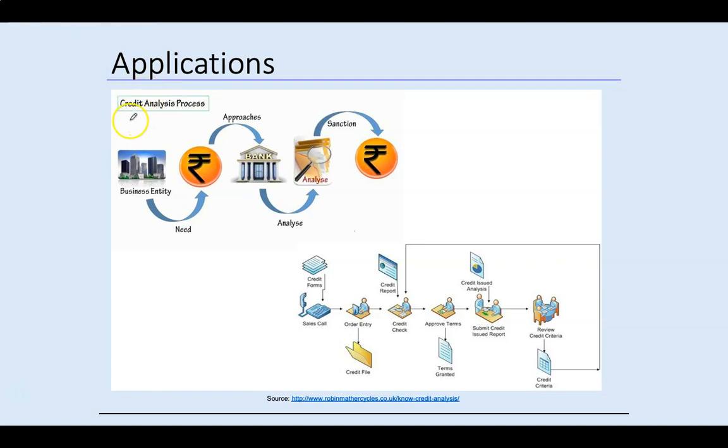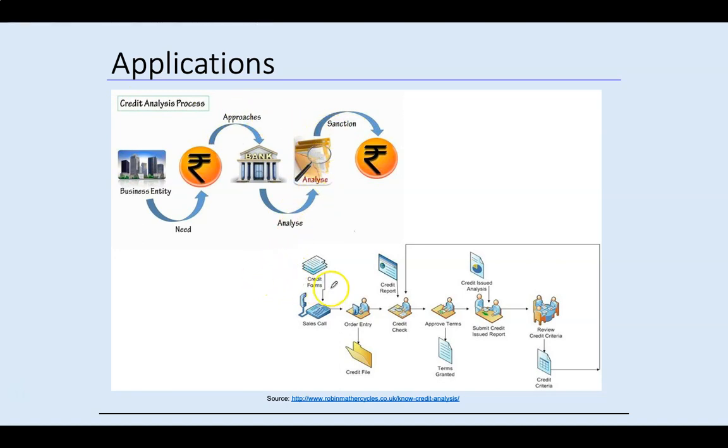Similarly, let's say we have to give credit, a bank loan authentication, loan automation to give a customer a loan. So we can create a credit analysis process, that is, for a business or entity, how much loan is required. Then there is the approach of the bank, then we analyze, and then we sanction. So this is the credit analysis process.